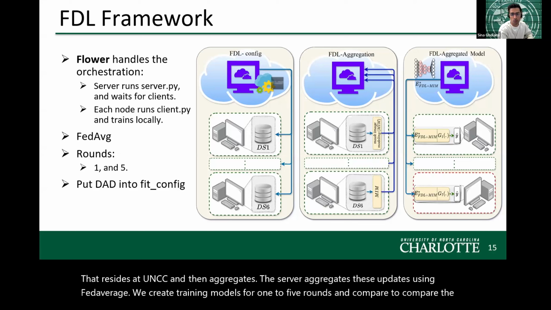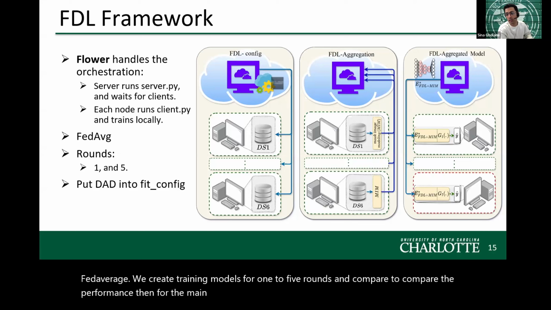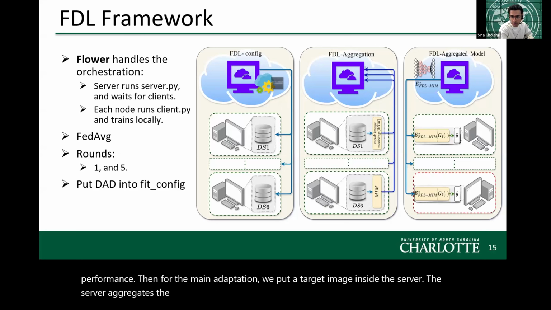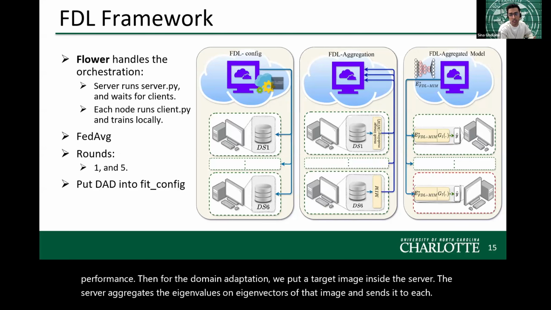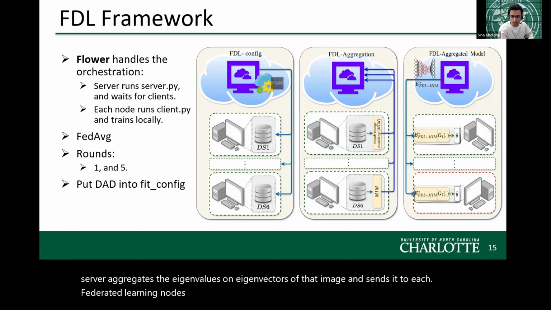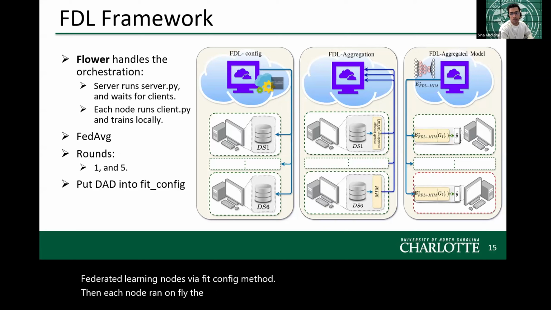Then for the domain adaptation, we put a target image inside the server. The server aggregates the eigenvalues and eigenvectors of that image and sends them to each federated learning node via the fit config method. Then each node runs on the fly the domain adaptation transformation, applying it to their own data.